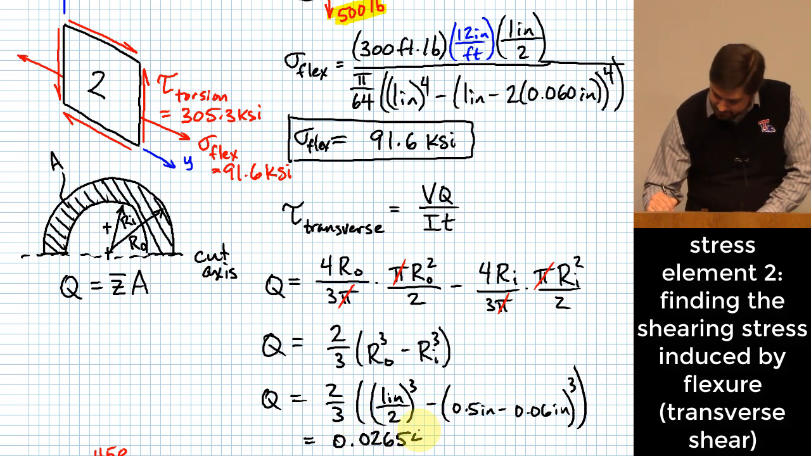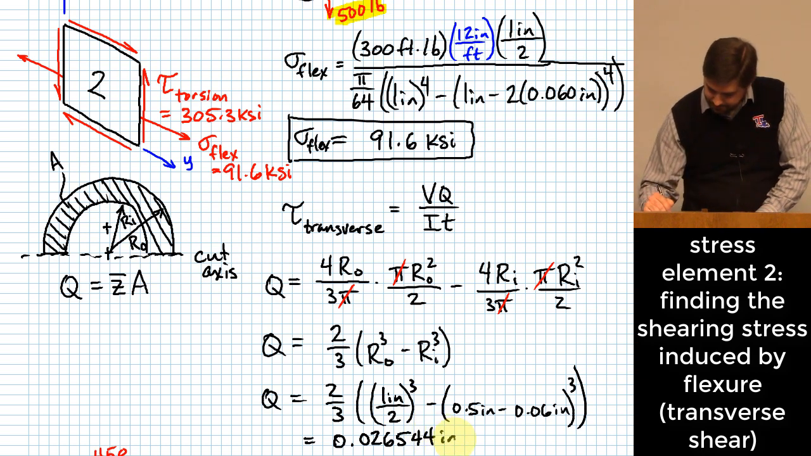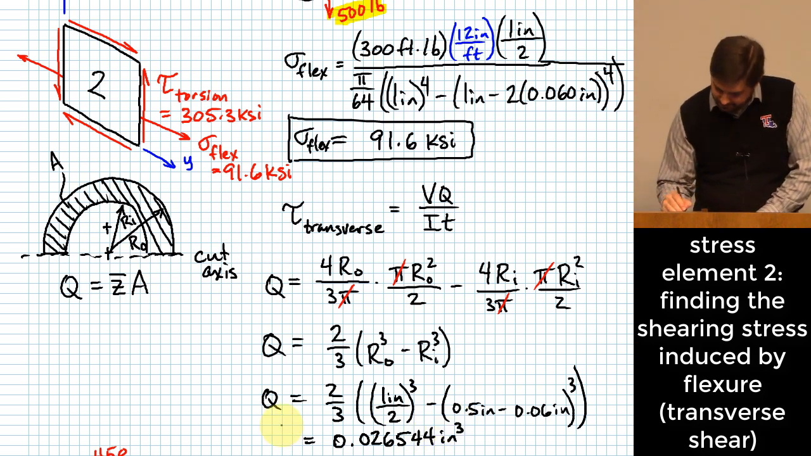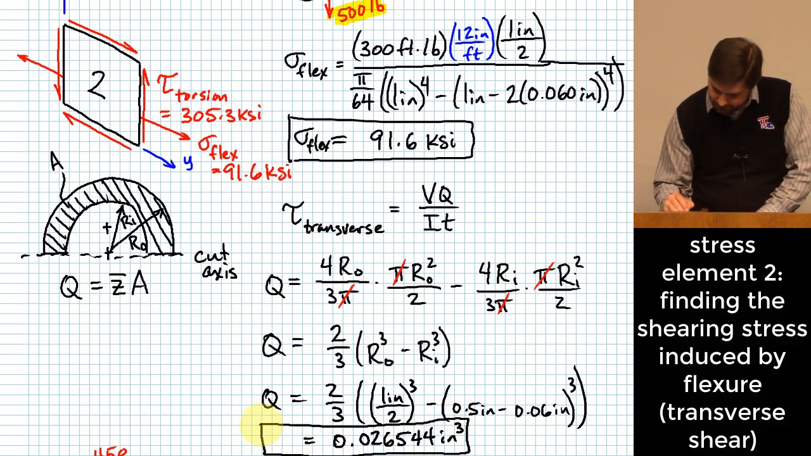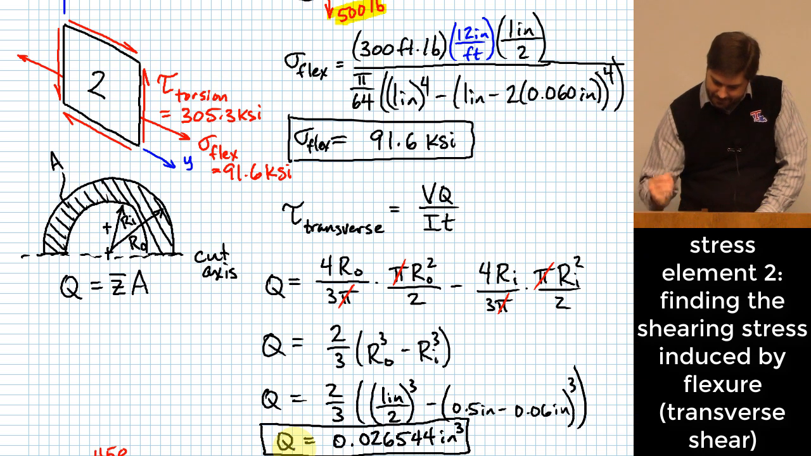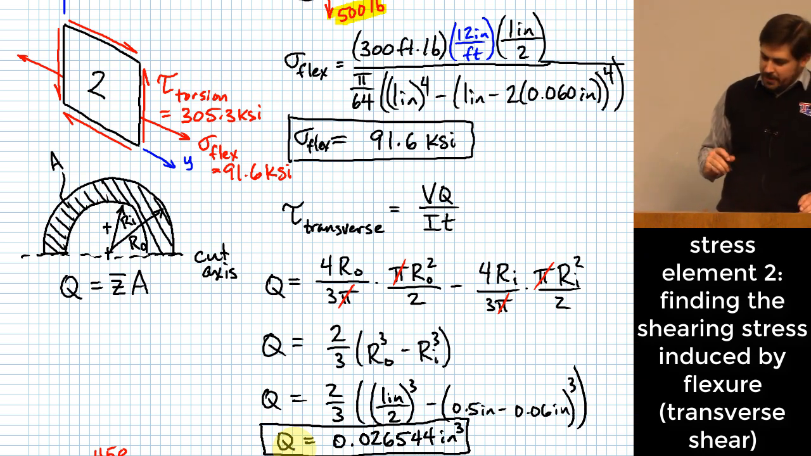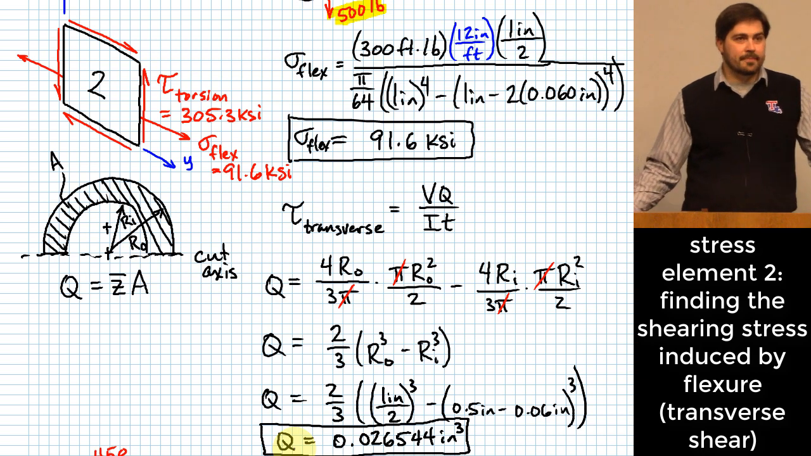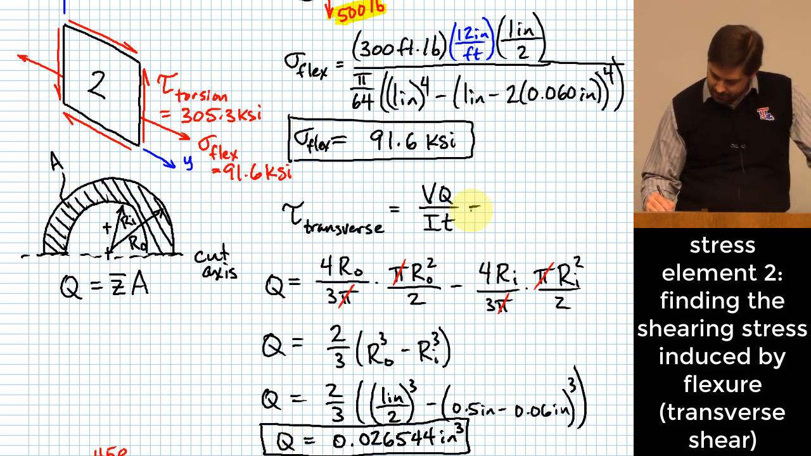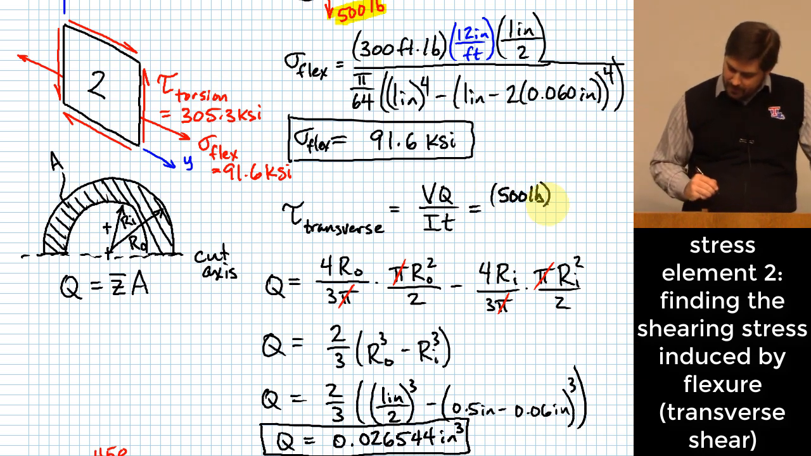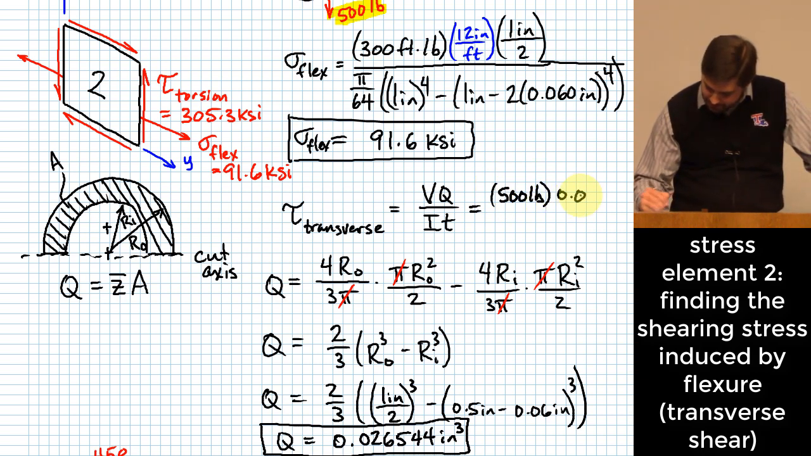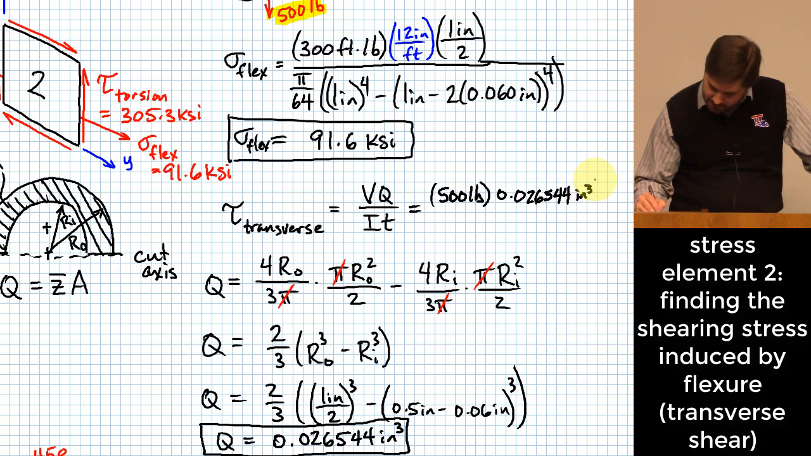And what would the units be? All right. So now we have addressed the dreaded Q. Okay, let's go ahead and start building this up here. V was 500 pounds. Q is now 0.026544 cubic inches.